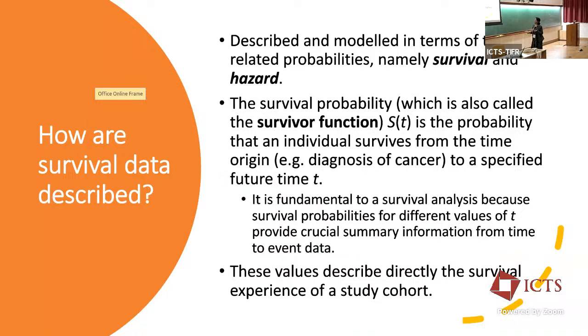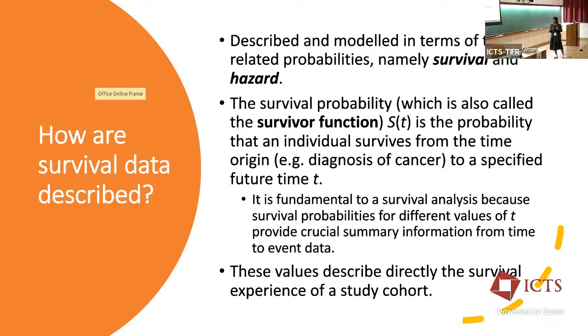Now, how are survival data described? They're described and modeled in terms of two related probabilities. One is survival and the second one is hazard. The survival probability, also known as the survivor function S(t), is the probability that an individual survives from the time of origin, for example from the time of diagnosis of cancer, to a specified future time or event, which could be recurrence of the disease or death. It is fundamental to survival analysis because survival probabilities for different values of T provide crucial summary information from time-to-event data.